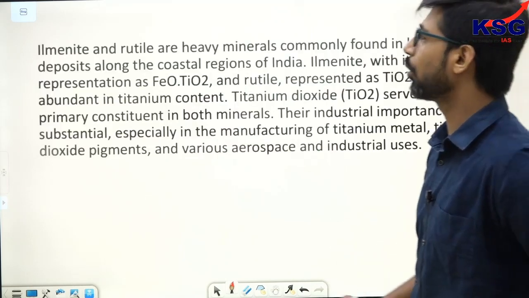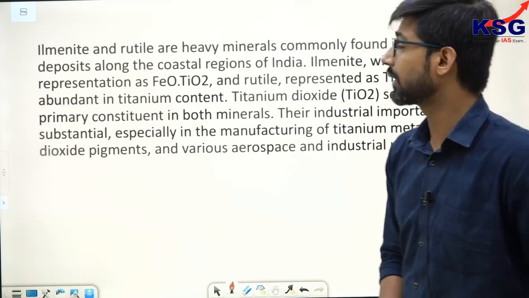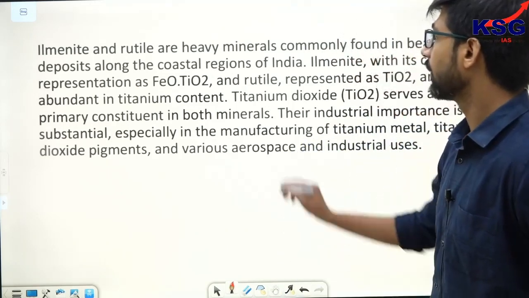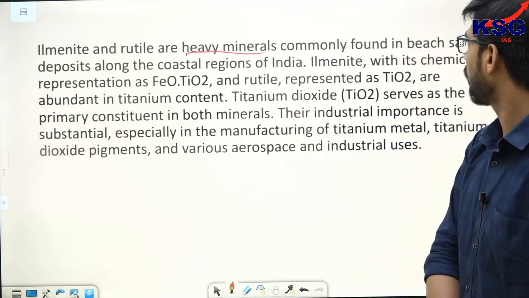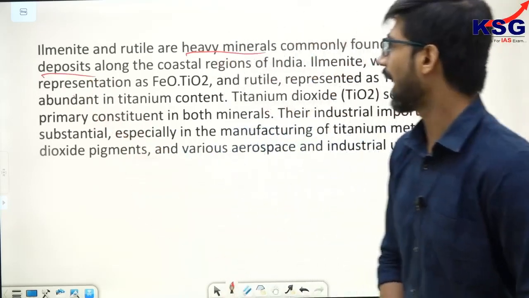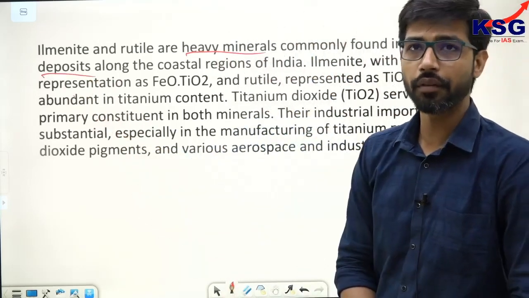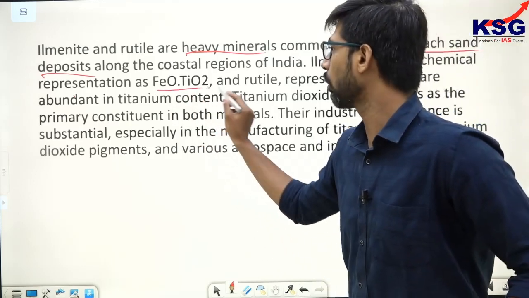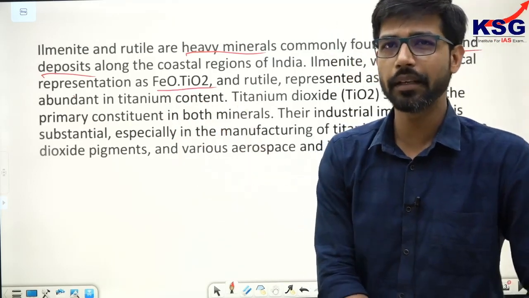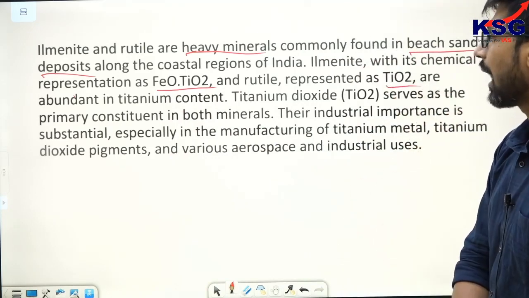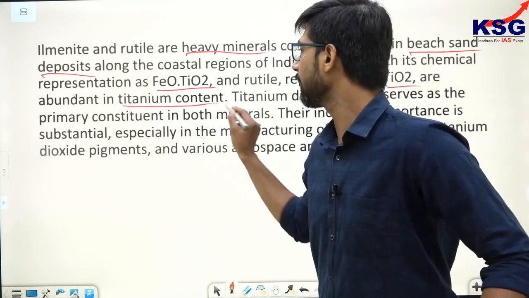Understand this, these are both raw materials associated with titanium. D is the correct answer. They are both heavy minerals and commonly found in beach sand deposits and the coastal regions of India. Ilmenite has the chemical representation FeOTiO2. Please remember the formulas as well, they might be asked. Rutile is represented as TiO2, and they are both abundant in titanium content.